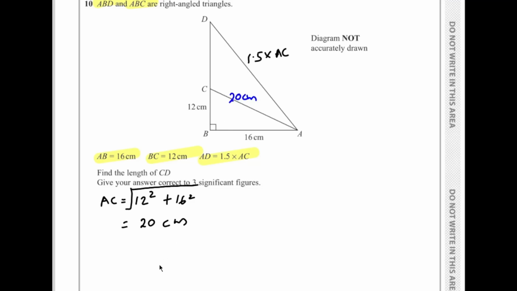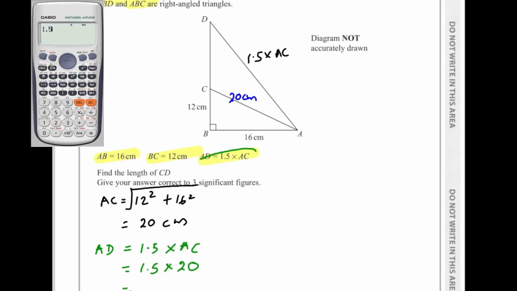Then we can get what AD is. Let's get what AD is. AD equals 1.5 times AC. It is given here. So 1.5 times AC we got as 20. Once we multiply them, we are getting 1.5 times 20, which becomes as 30. Then it is 30 centimeters. Right, we are done with AD.